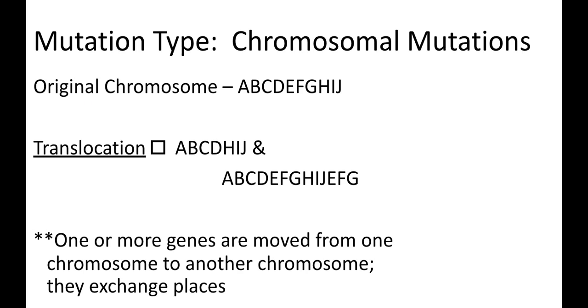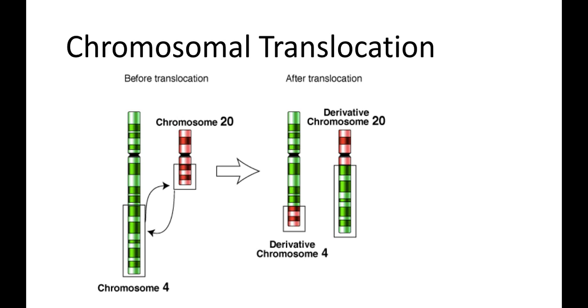And then translocation, which kind of goes hand in hand with insertion, is when one or more genes are moved from one chromosome to another and they exchange places. So they kind of break off and then are inserted into each other's chromosomes. So here I have chromosome 4 and chromosome 20. Part of chromosome 4 breaks off, part of chromosome 20 breaks off, and they literally switch places within the chromosomes.